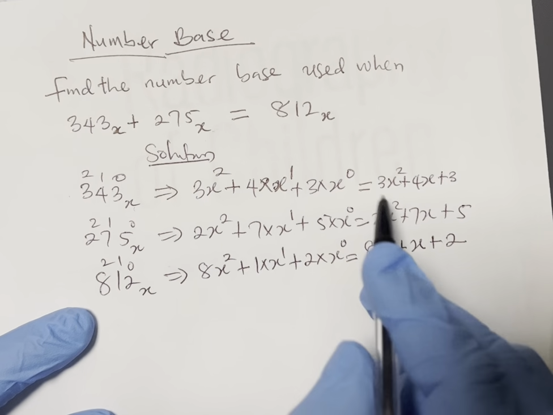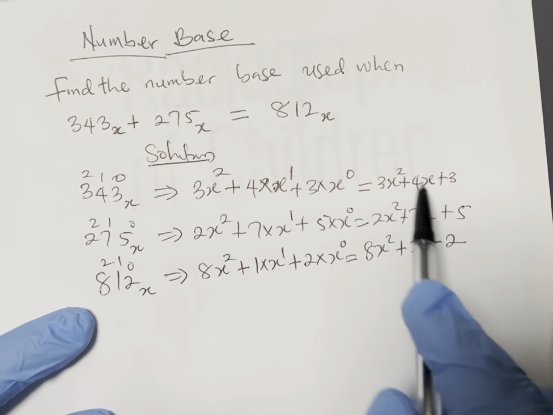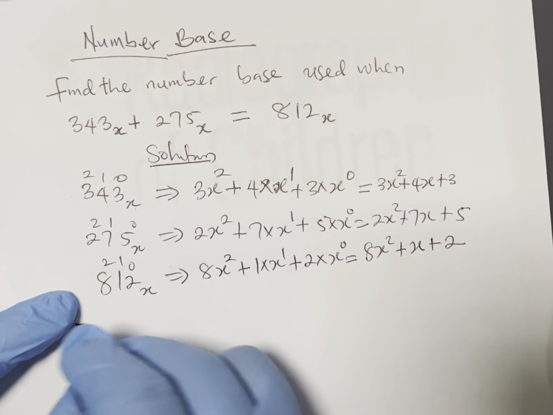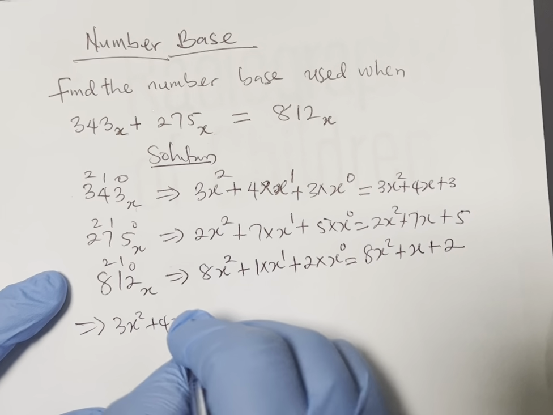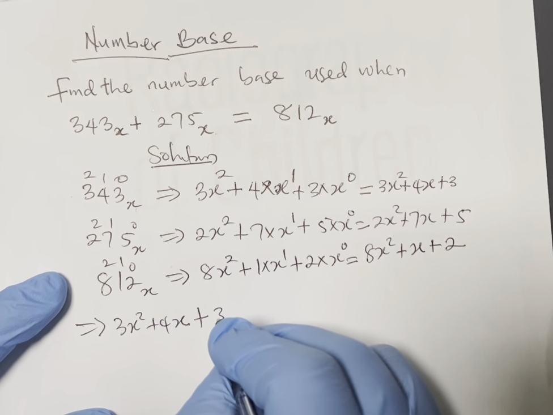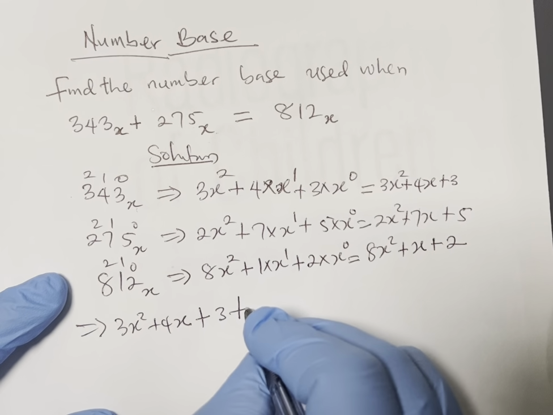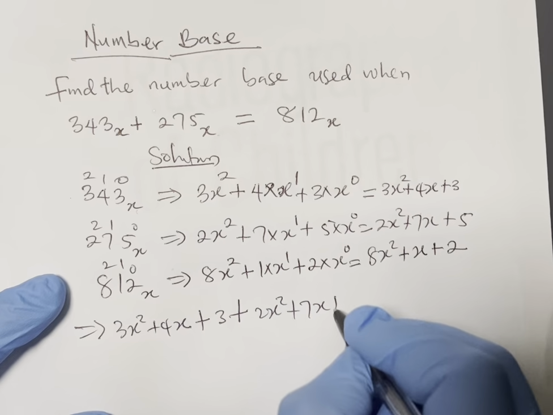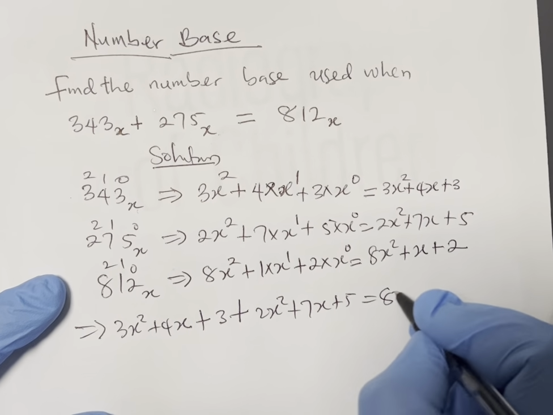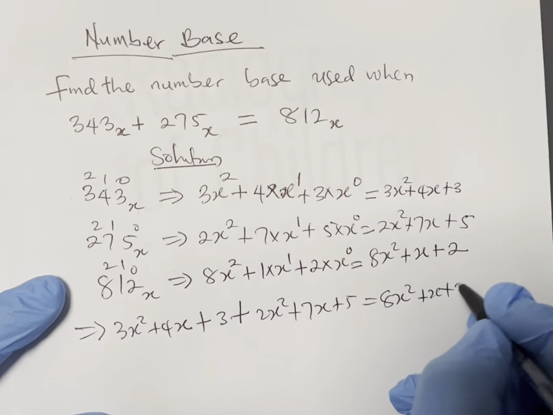So remember, this plus this is equal to this. So this plus this is going to be equal to this. So this will give me 3x squared plus 4x plus 3, then plus this 2x squared plus 7x plus 5, all will be equal to 8x squared plus x plus 2.